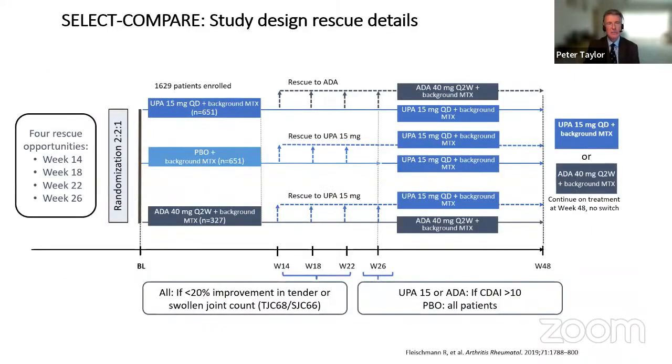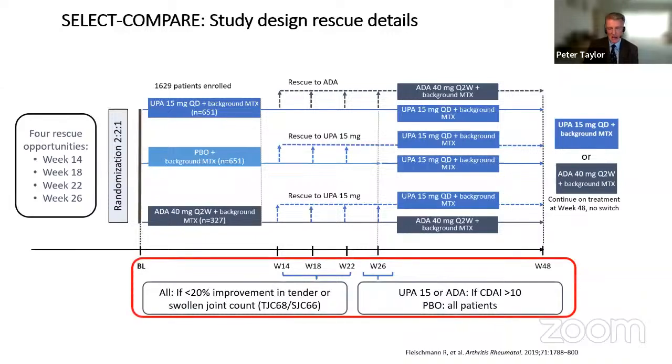So let's look at another example and go back to SELECT-COMPARE. So here, in this particular study, if patients didn't respond to any one of the initial treatment assignments, they were switched to an entirely different treatment. So patients not responding to upadacitinib were switched to adalimumab. Patients not responding to placebo were switched to upadacitinib, and patients not responding to adalimumab were also switched to upadacitinib. And this meant it was almost a treat to target study, because the treatment was being changed every few weeks if an inadequate response had been observed to the original treatment assignment.